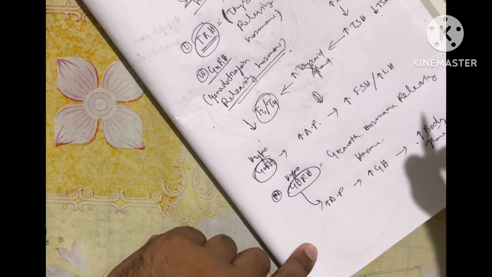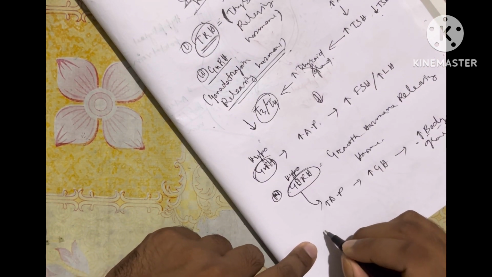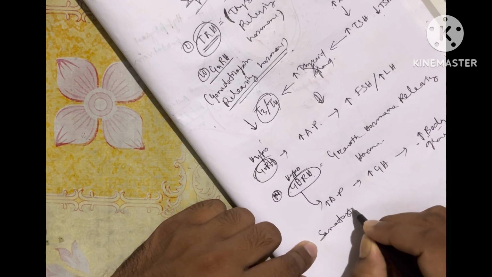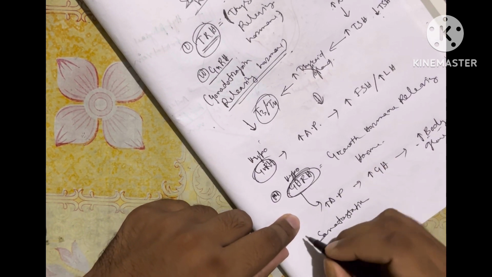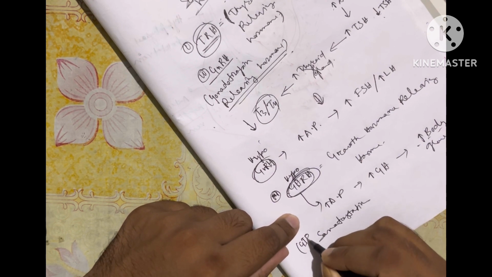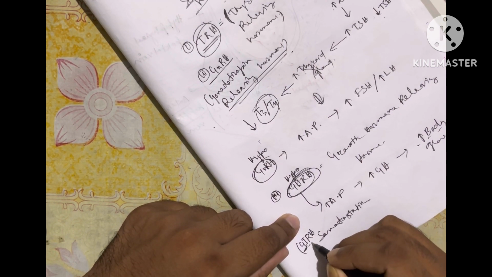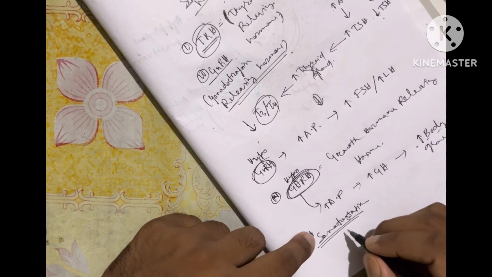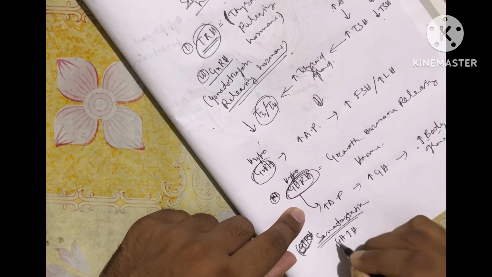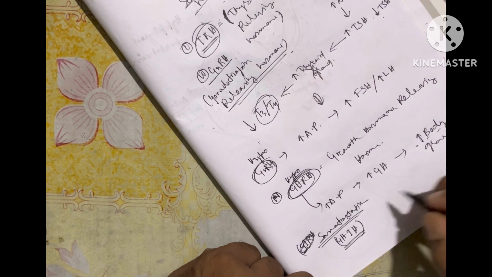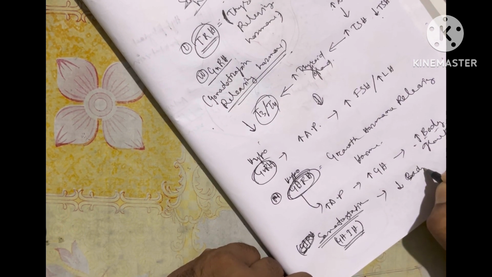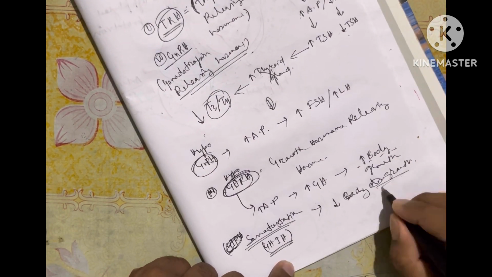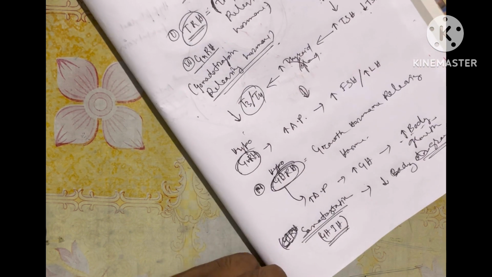Another hormone will also release the inhibitory function of GHRH. It's also controlled by somatostatin. What is the other form of GHRH's counterpart? Growth hormone inhibitory hormone. This is somatostatin, the growth hormone inhibitory hormone, GHIH. So somatostatin will decrease the body growth. So this is the basic mechanism.